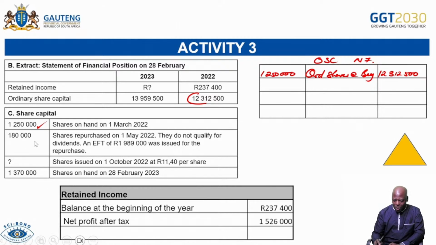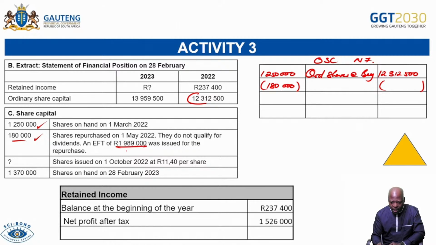180,000 shares were repurchased. So shares repurchased, 180,000. I'm going to put it in bracket, and I know here I'm going to put it in bracket as well. Then, shares repurchased on 1 May, they do not qualify for dividends. Very, very important. An EFT of 1,989,000 was issued for the repurchase of shares.